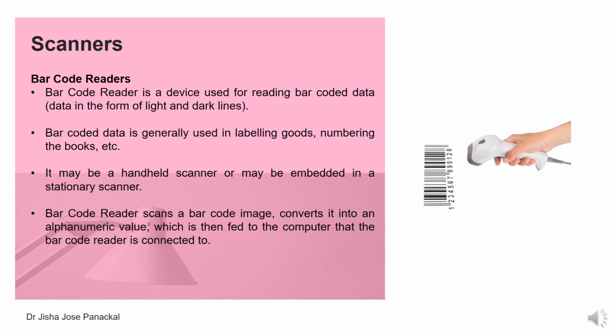This type of scanner is also very familiar to all of us. Barcode readers are devices used for reading barcoded data, that is data in the form of light and dark lines. Barcoded data is generally used in labeling goods, numbering books, etc. It may be a handheld scanner or may be embedded in a stationary scanner.